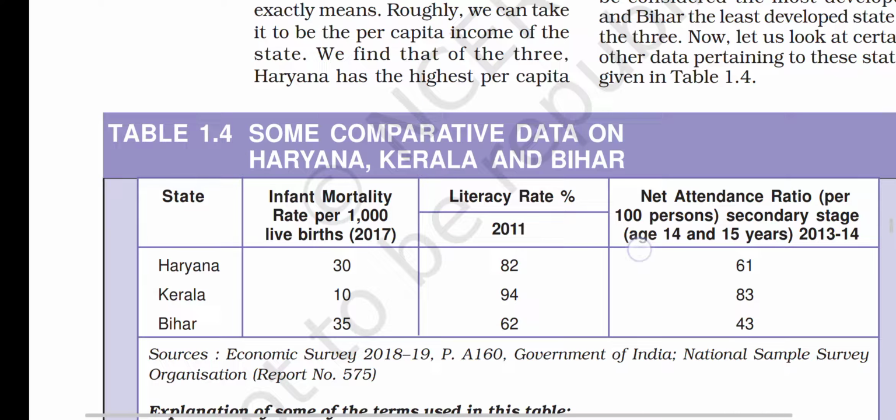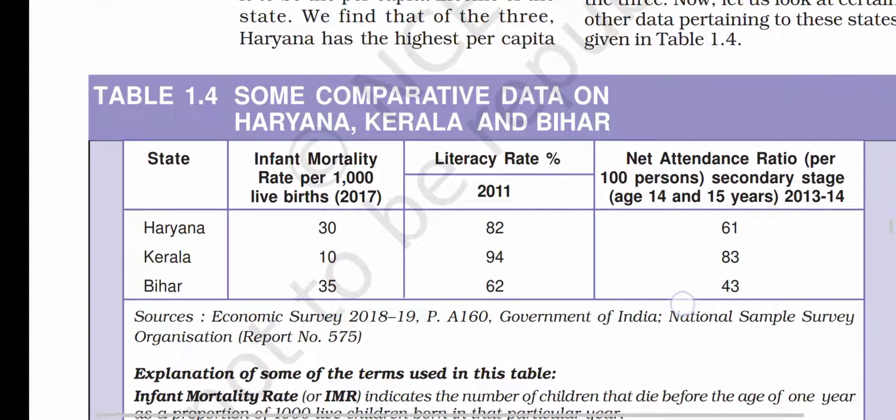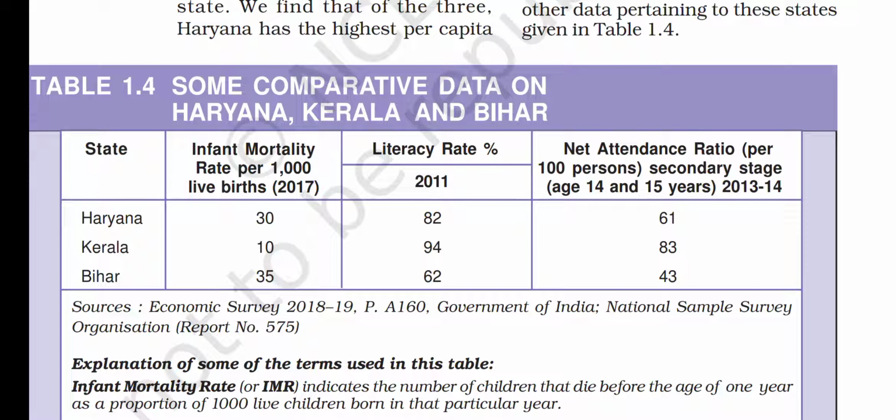Here is another table you just look at, which we can use for a comparison between these three states only. In the previous table 1.3 we have seen a comparison of the per capita income. Now let's consider table 1.4. In table 1.4 we have a comparison of the infant mortality rate per 1000 live births, literacy rate, and even net attendance ratio. Secondary stage is 14 and 15 years. Data here is between 2013 to 17. Okay.